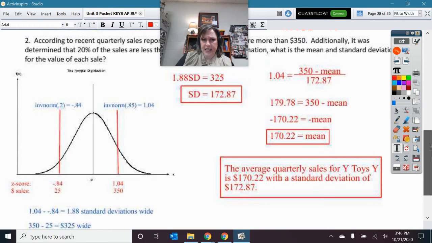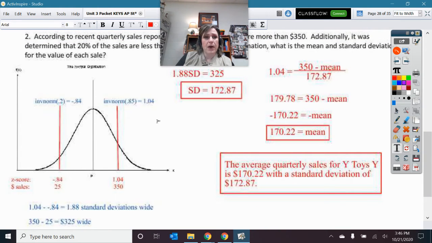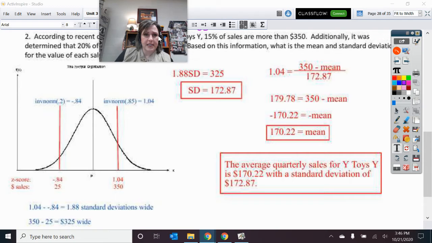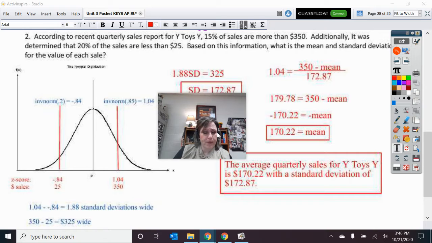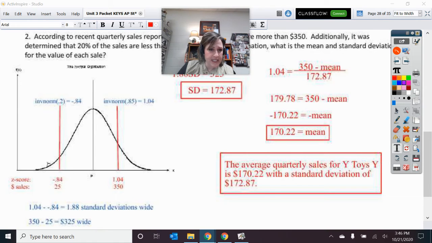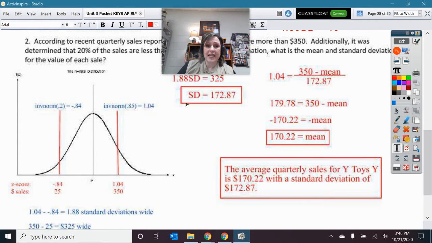All right, so I'm not going to go over this one in depth, but the bottom 20% was $25 in sales. The top 15% was $350 or more in sales. Okay, so that's how I got those pictures. That set up 1.88 standard deviations wide equals 325. Divide by your 1.88, and that's how you get your standard deviation. And these would be dollars.